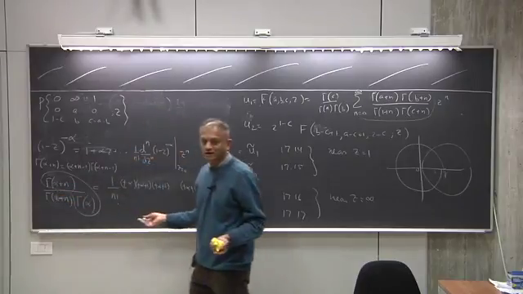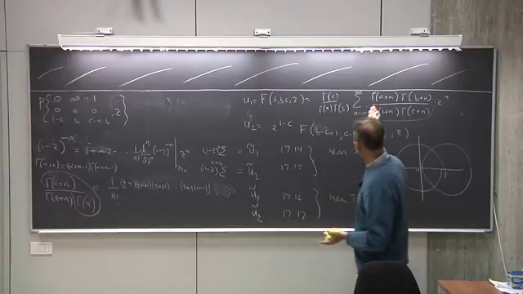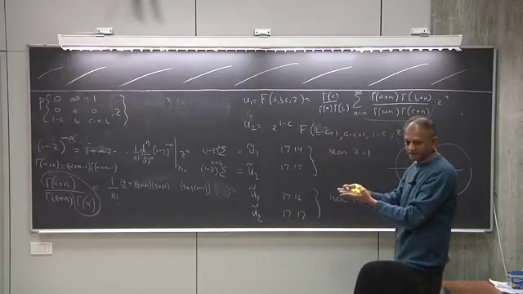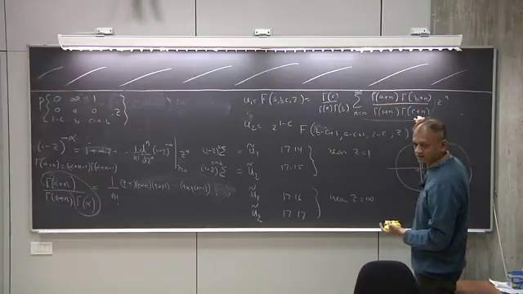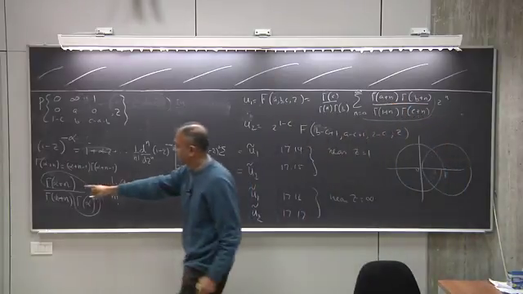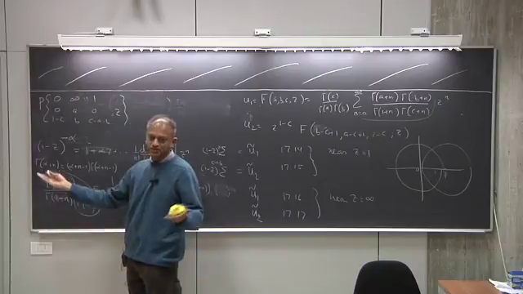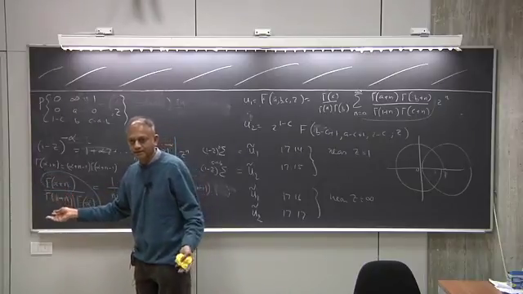So for this, we need to use the Stirling formula on both sides, because we are studying large n behavior, right? So for large n behavior, we need to use the Stirling formula for these gamma functions as well as the Stirling formula for these gamma functions, and then see whether the two things are the same. Okay.